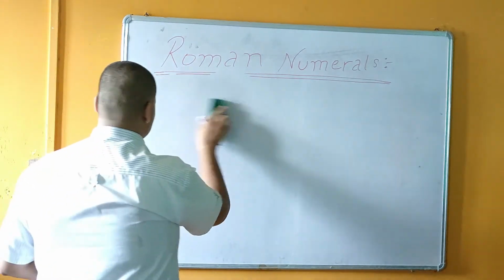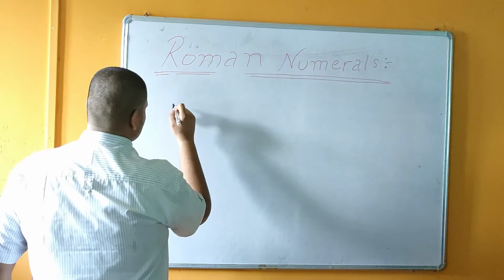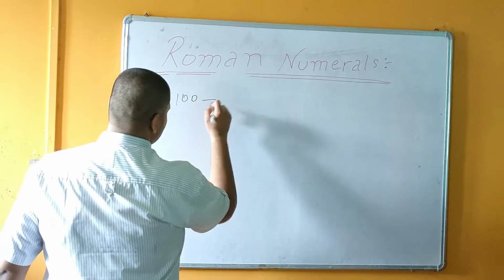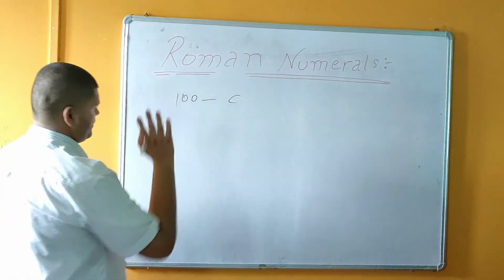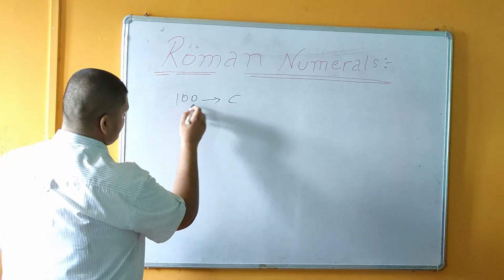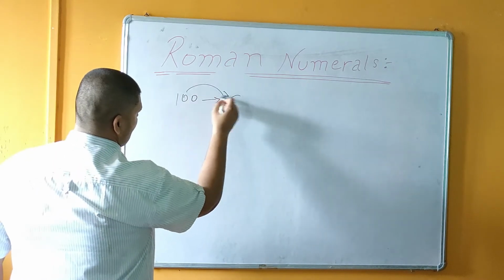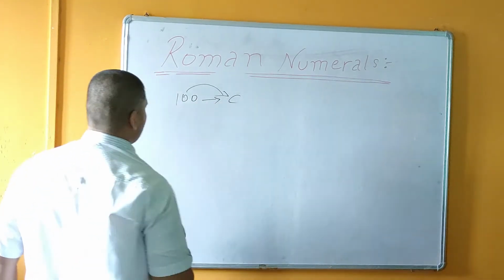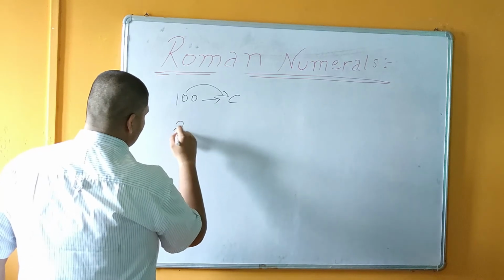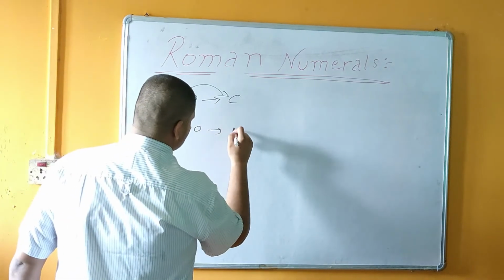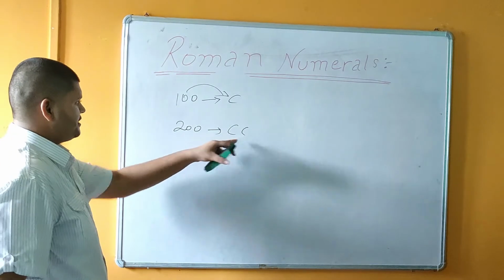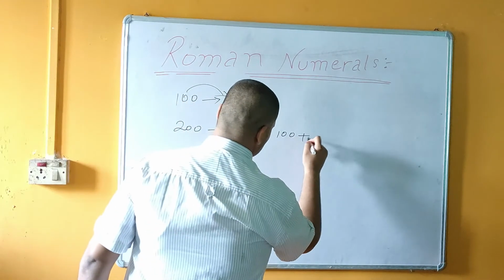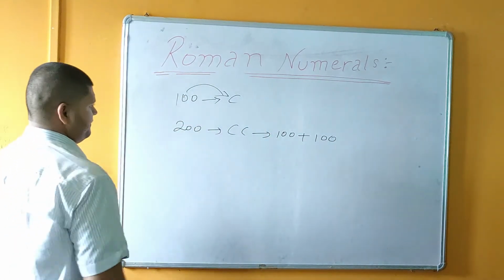Let us deal with bigger numbers. Suppose I take a random number. I want to write 100. For 100, you know simply 100 means C. This is a Hindu Arabic numeral, and I am transforming it into a Roman numeral. If you want to write 100 in terms of Roman, then simply write C. If you want to write 200, what will you do? You will repeat this C two times. This C means 100, this C means 100, so 100 plus 100 will give 200.